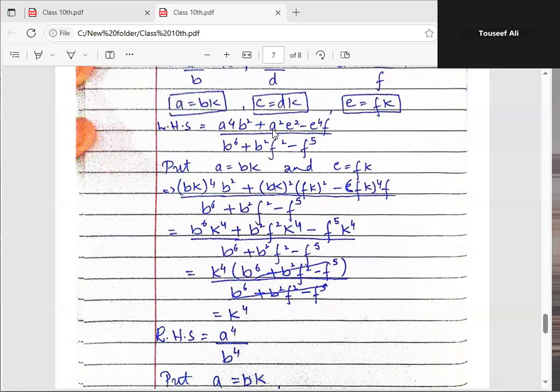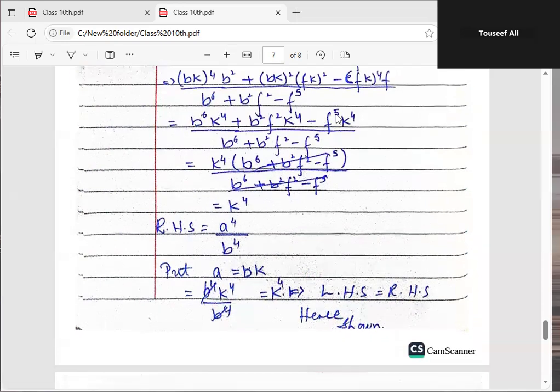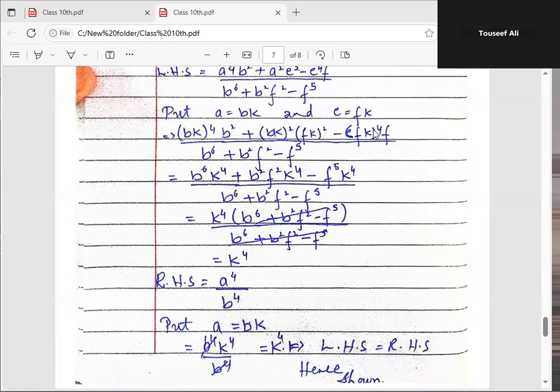We have a value of a, which is (bk) whole square, and in place of e we have the value (fk) with whole square, and the value of e, which is (fk) whole 4. Now we will simplify. This 4 is on b and k both, so when we separate this, b^4 and b^2, b^4 multiplied by b^2 equals b^6, and k^4 as it is, plus b^2 k^2 and f^2 k^2, b^2 f^2 come as it is, and k^2 multiplied with each other gives k^4, minus here (fk) whole 4.